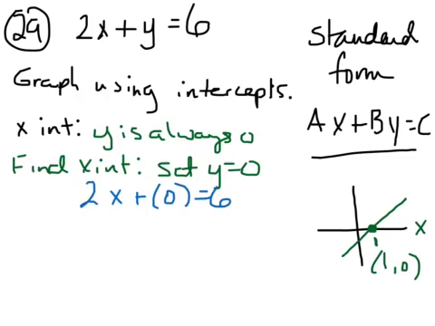Look at this cool little equation I get to solve here. It's so easy. 2x plus 0 is just 2x. 2x equals 6. Divide both sides by 2, you get x equals 3. Oh, my x-intercept is at 3.